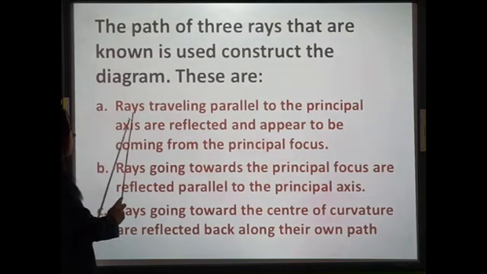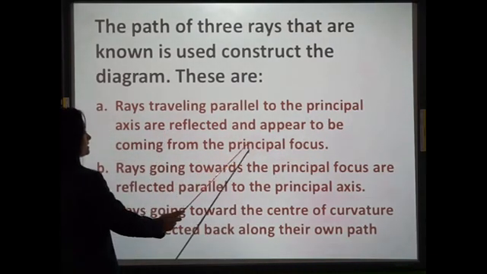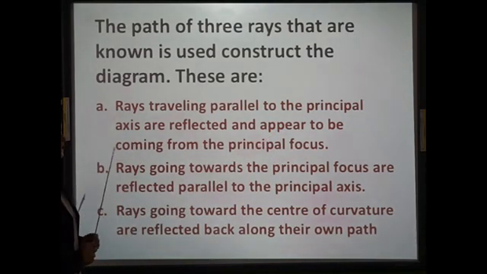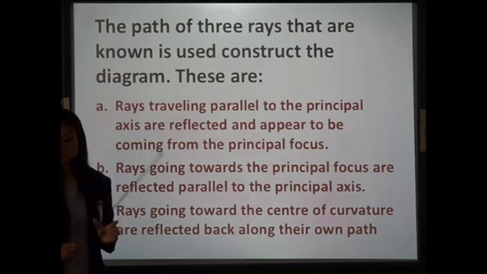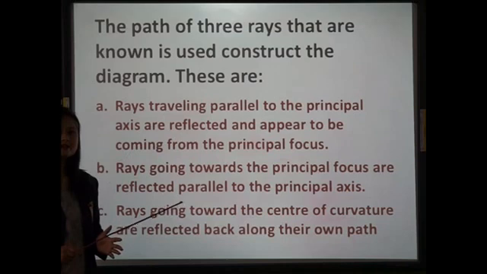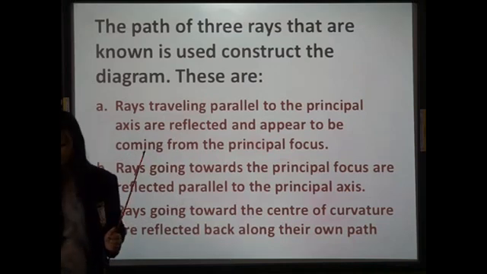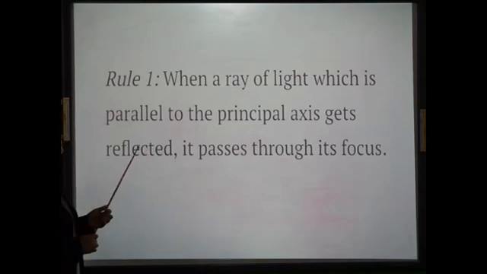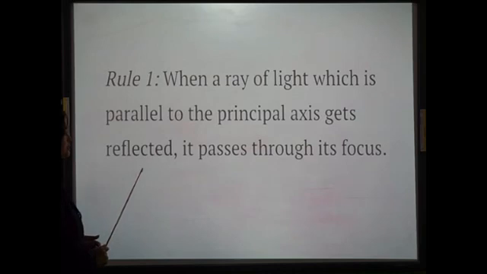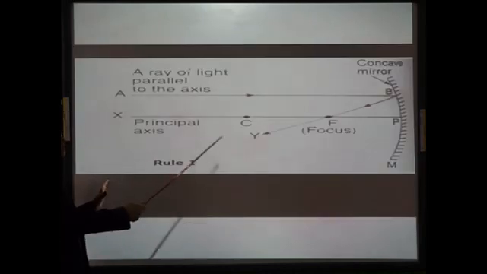First one, rays traveling parallel to the principal axis are reflected and appear to be coming from the principal focus. That means if the ray is parallel to the principal axis, then the reflected ray will pass through the focus. See, when a ray of light which is parallel to the principal axis gets reflected, it passes through its focus. This is how it looks.